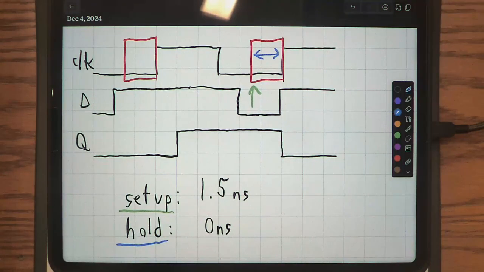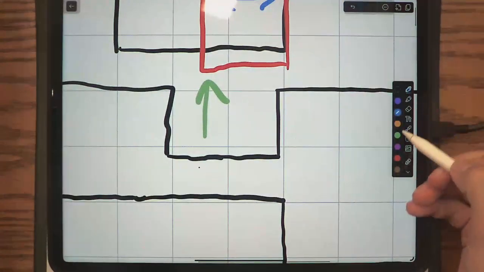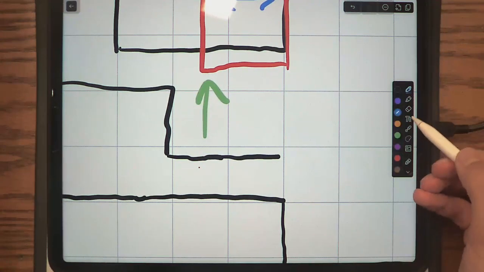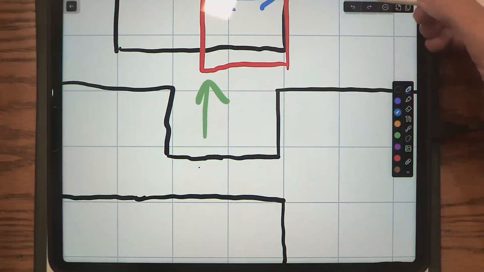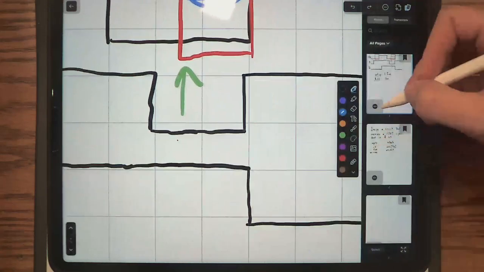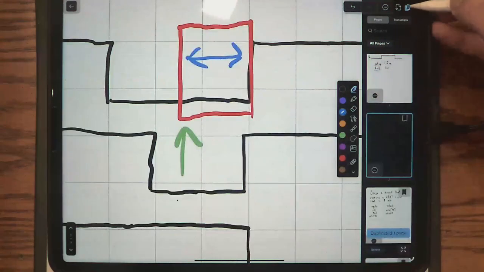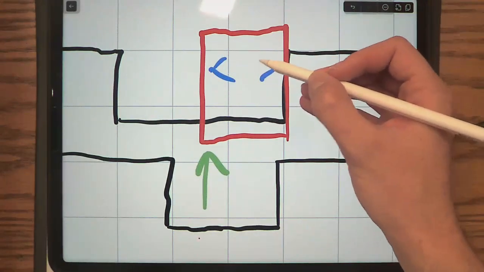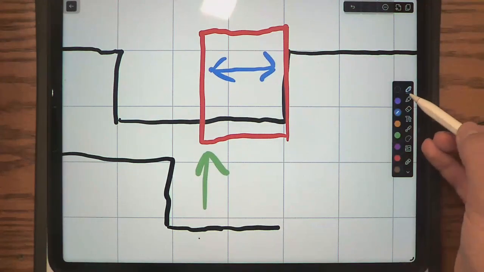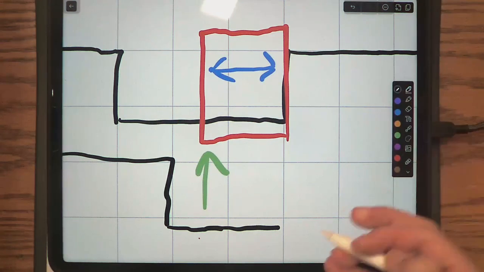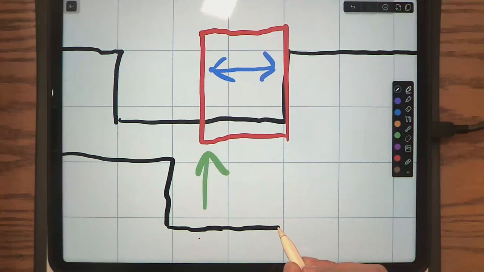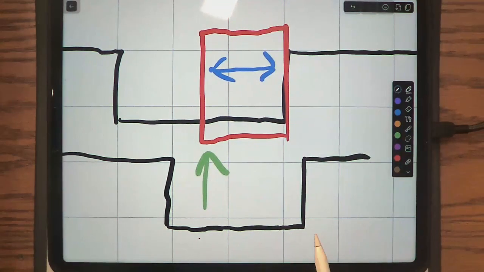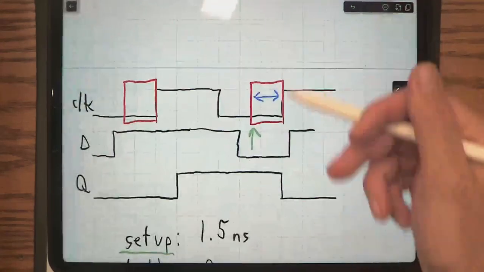Okay. Let's say that instead of this, maybe we have, yeah. Okay, let's say that instead it continued for longer and then now went high. Is this a violation? No, because it was held past the whole time, so that's good.